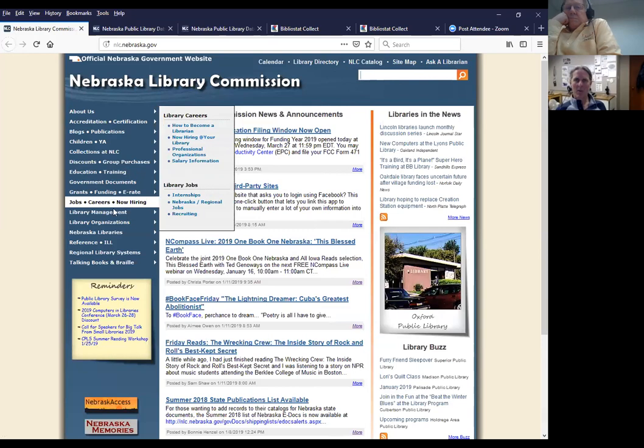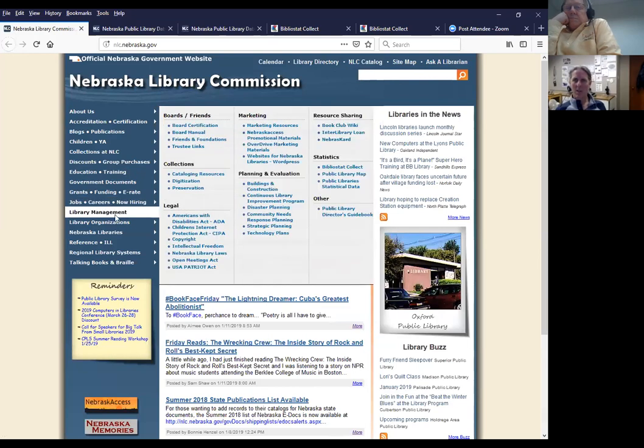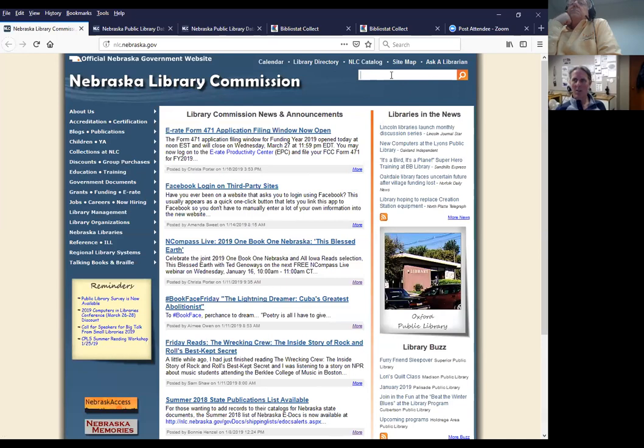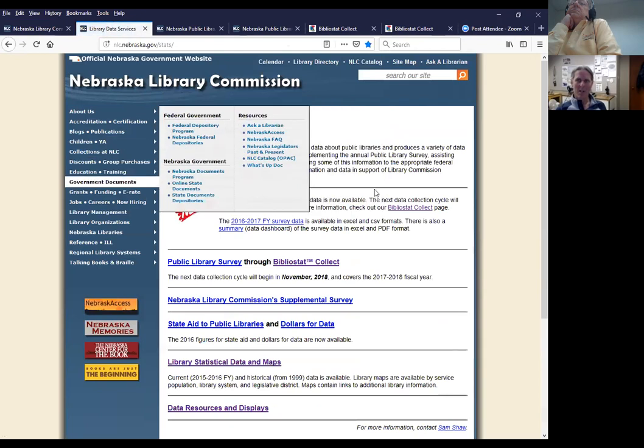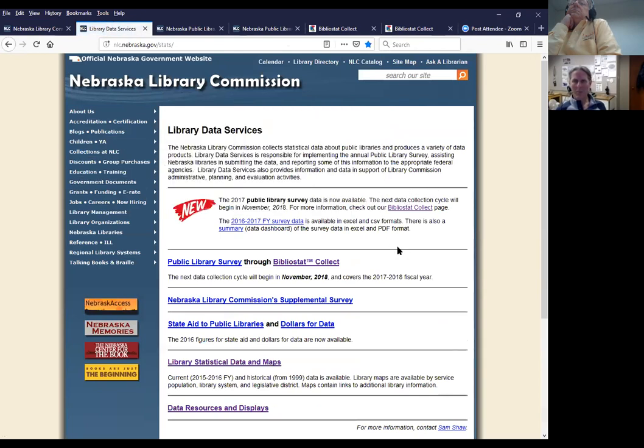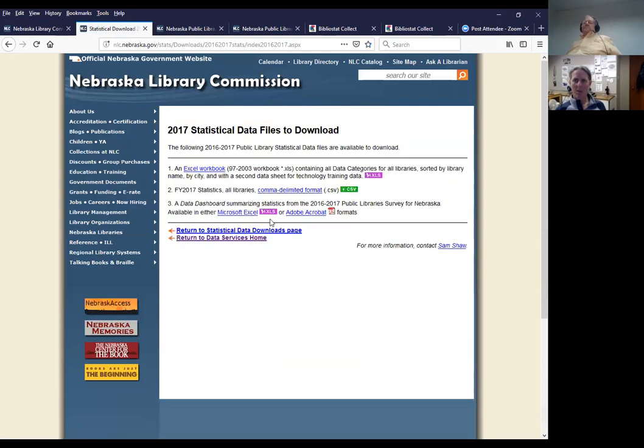There's a link to it over here under library management and then statistics. But I always find it easier to use the search box. I just type in data services. And that gets you to the main data page here. And if you'll notice here, there's a link to the survey. There's also a link to the data that we've published. This is the most current data. It's from 2017. We publish it in an Excel format or a CSV.